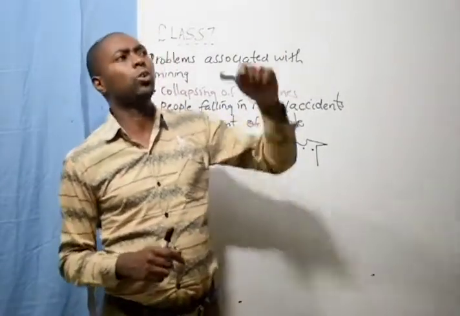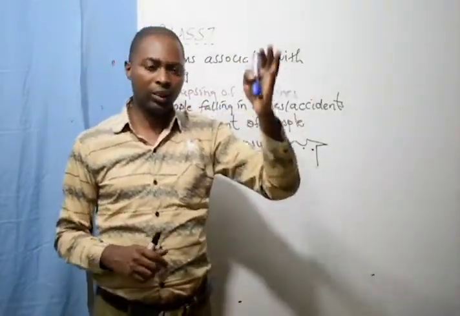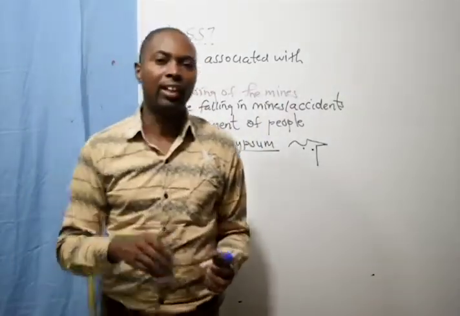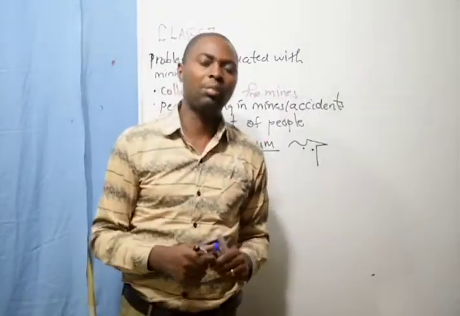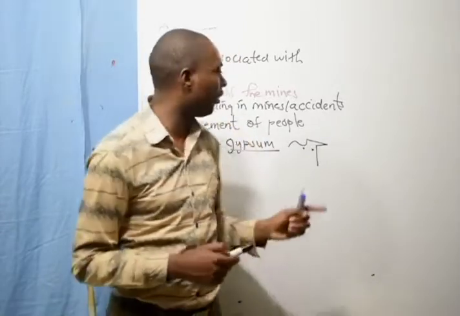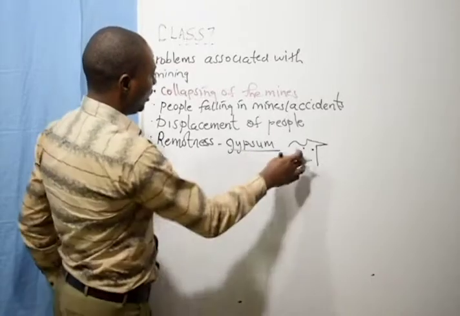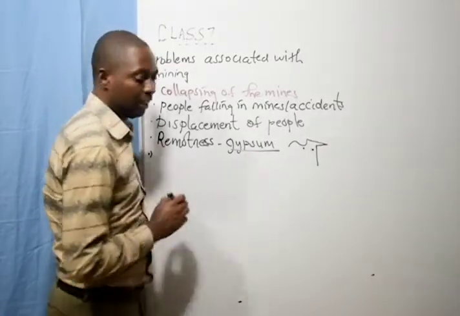Maybe a mineral is on top of a mountain, the terrain. Before you access that mineral, you have to clear vegetation and also level several mountains and hills. Therefore, that is remoteness. It's a factor. It has affected gypsum mining in Wajir and places like Mandera.